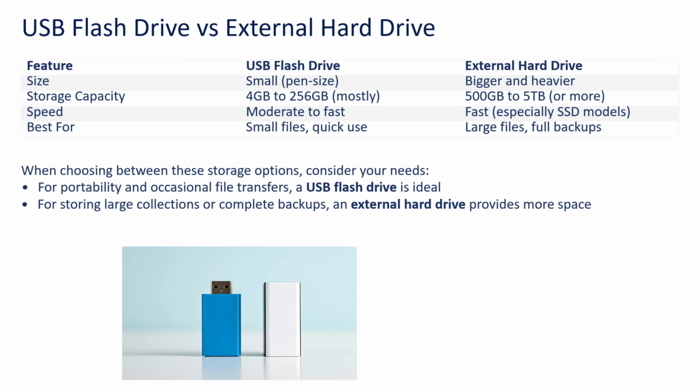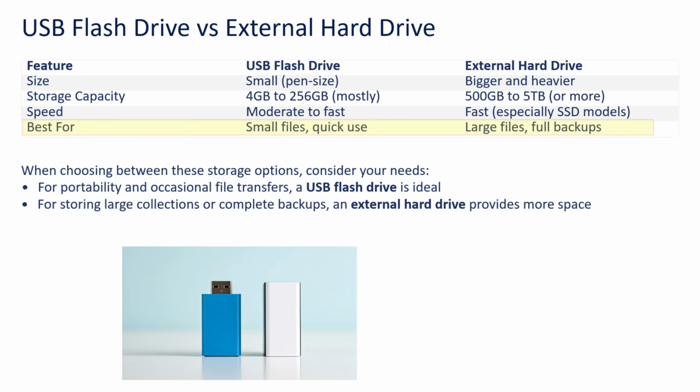Now we will see the difference between a USB flash drive and an external hard drive. The size of a USB flash drive is small, and the size of an external hard drive is bigger and heavier. Storage capacity of a USB flash drive is 4 GB to 256 GB. Storage capacity of an external hard drive is 500 GB to 5 terabytes or more. Speed of a USB flash drive is moderate to fast. Speed of an external hard drive is fast, especially SSD models.